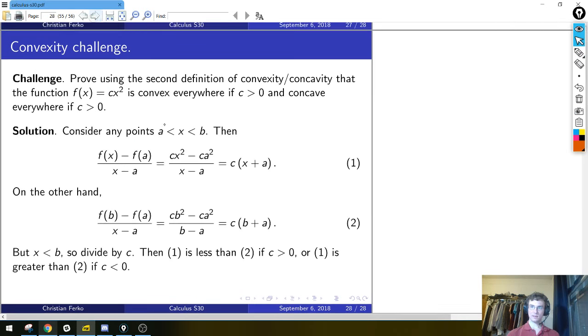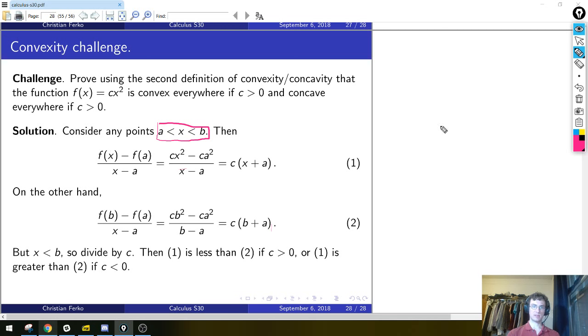All right, last slide is just that solution again. So we have to start with any 3 points, a less than x less than b. We have to compute this weird fraction, which, as you told me, is (cx² - ca²) over (x - a). We can factor and cancel, and that's c times (x + a). On the other hand, the thing that we need to compare it to, by the same manipulation, is c times (b + a).